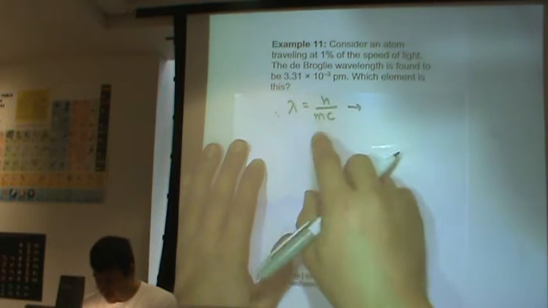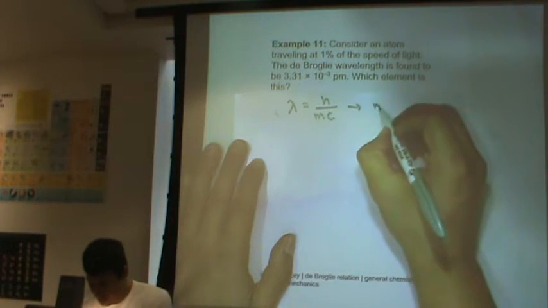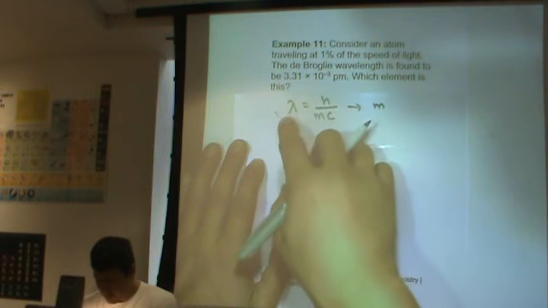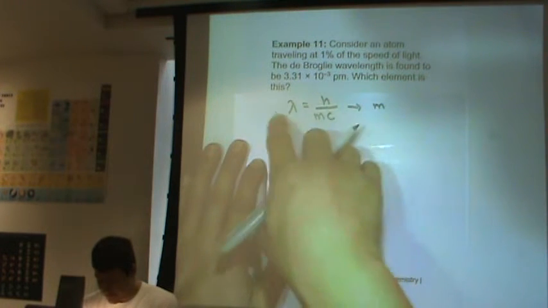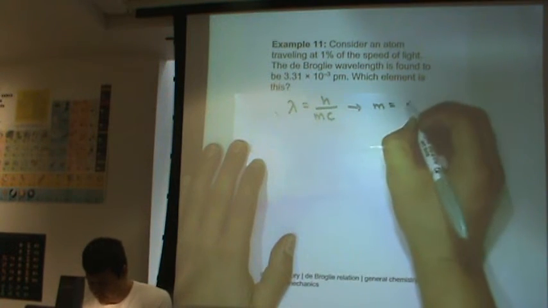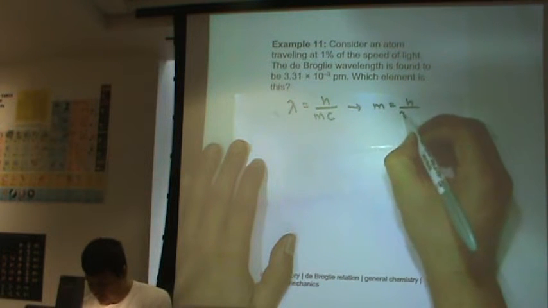So I'm going to rearrange this equation so I'm solving for m here. I'm going to multiply both sides by m, and then I'm going to move this lambda down here by dividing both sides. M is equal to h over lambda c.